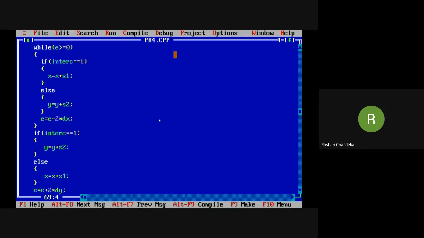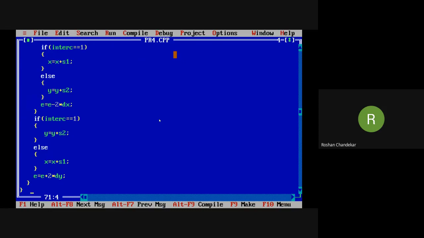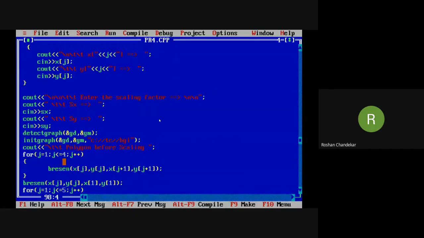Here, when the algorithm is called, it is called 4 times: for j is equal to 1, j is equal to 2, j is equal to 3, and j is equal to 4, completing the for loop. When j is equal to 5, this for loop fails and the cursor moves on. Here we close our polygon by joining the current value of my polygon, that is xj and yj, to the starting point of my polygon, that is x1, y1.